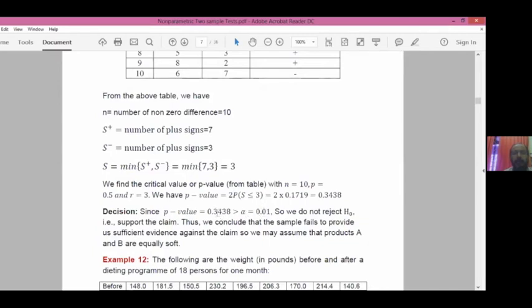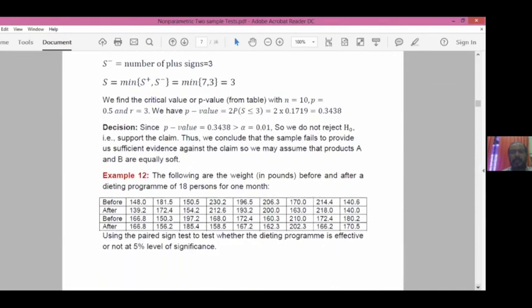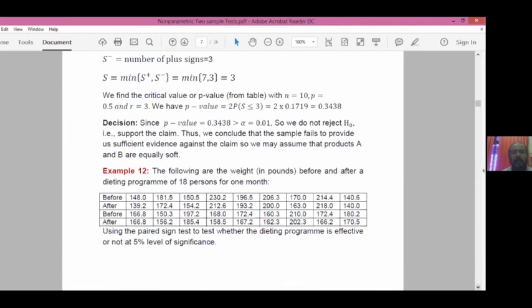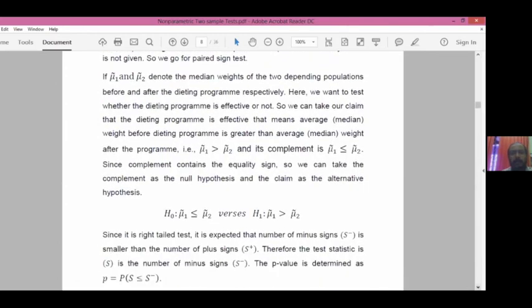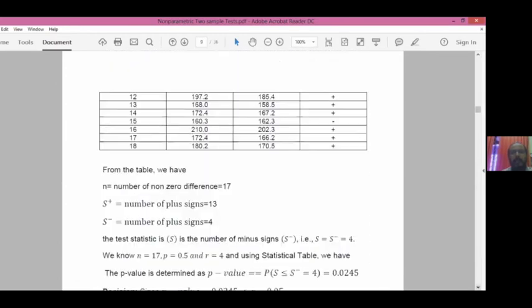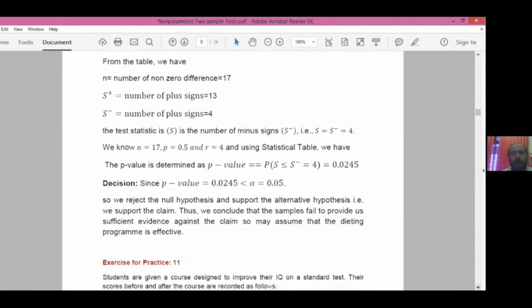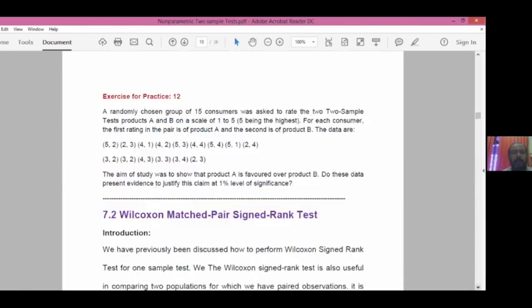The p-value is greater than this, so we do not reject the H naught. We conclude that the sample fails to provide sufficient evidence against the claim, and so we may assume products A and B are equally soft. Like that, this is the scenario and strategy we discussed. For similar examples where before and after observations are recorded, I have worked out all these examples in detail. You can follow; I think there will not be a problem, and there are some problems for exercise.